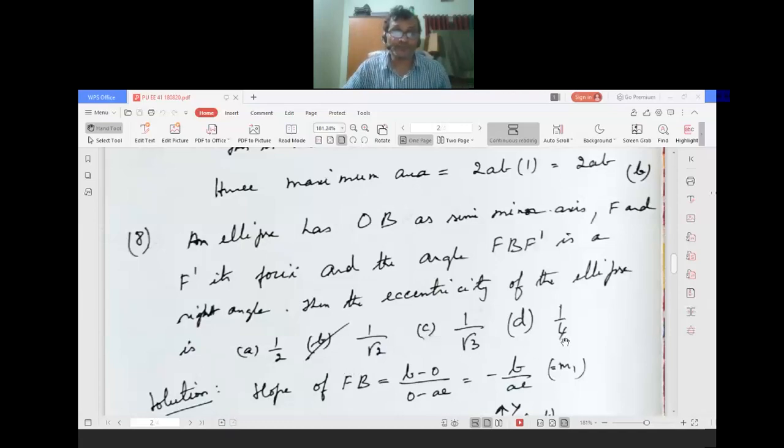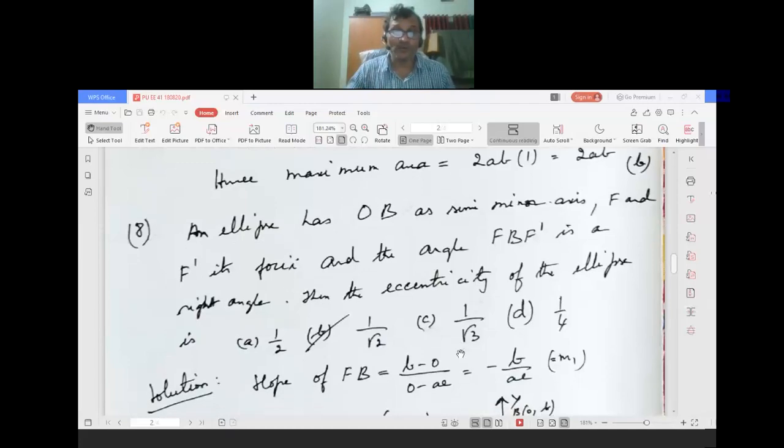An ellipse has OB as semi-minor axis, F and F dash are its foci, and the angle FBF dash is a right angle. Then the eccentricity of the ellipse is: A 1 by 2, B 1 by root 2, C 1 by root 3, D 1 by 4. Okay.